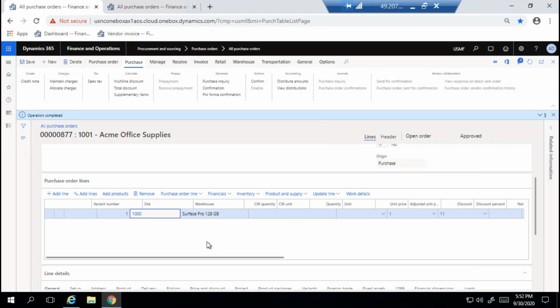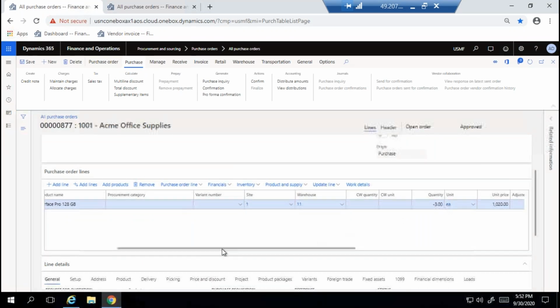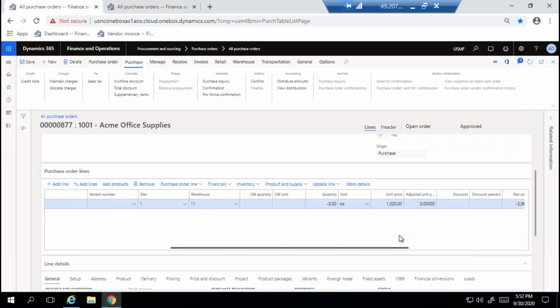So for the same PO, you can return 2-3 times, right? Yes, I can do. Otherwise, you can enter manually. If you want, you can click on add and you can enter manually. Okay, so I'm deleting this one.